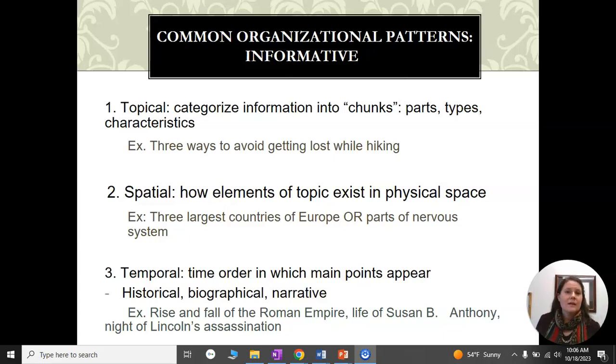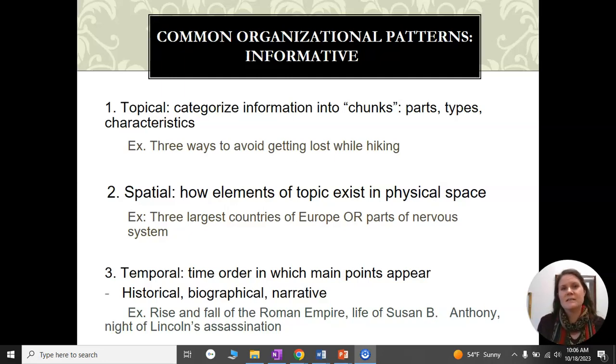Or I could talk about the life of a person like Susan B. Anthony, her early life, her major accomplishments in the middle of her life, and then her passing, okay? Or I could cover the 3 major things that she did. That'd be more of a topical speech. But if there's a time order and that time order matters, that's a temporal speech.